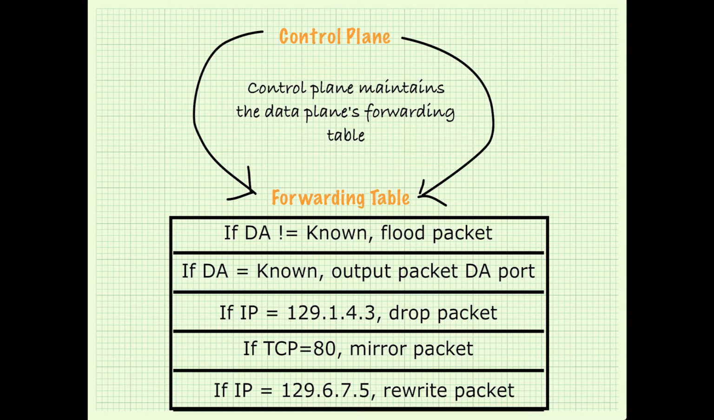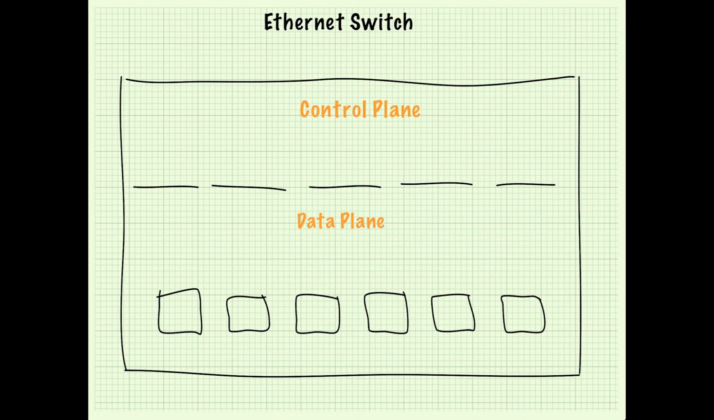In an OpenFlow switch, this forwarding table is known as the flow table. In the OpenFlow paradigm, the high-speed forwarding table in the data plane section of an Ethernet switch is called the flow table. So let's go back to our switch again. We've got an Ethernet switch with a control plane and data plane, and we talked about the roles of these two parts of the switch.